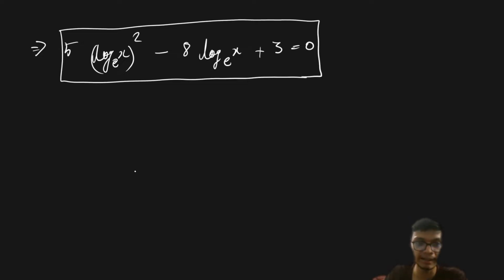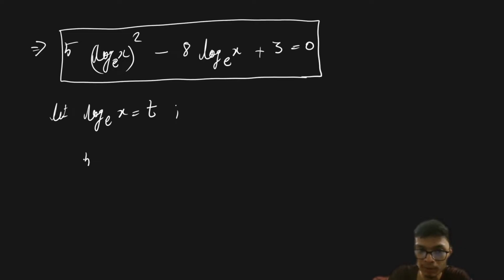What we can further simplify is, let us assume log x base e is basically t, and x is greater than 0. So if we are putting back, this is basically in terms of t. So 5t squared minus 8t plus 3 is equal to 0, right? Now we can try to factorize this part.